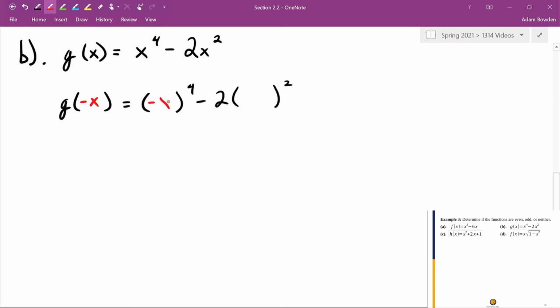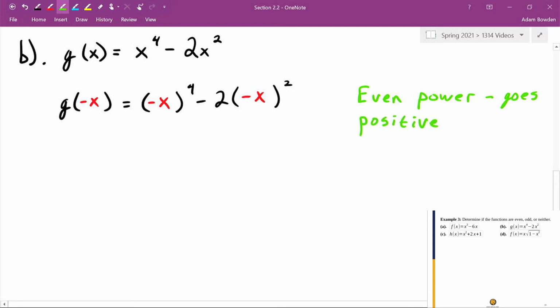So we're going to have negative x to the fourth minus 2 times negative x squared. Notice how all the powers here are even. If we have even powers, then the negatives that are being raised to the power are going to go positive. Or in other words, the negative x to the fourth will change back into positive x to the fourth. The negative 2 is still going to stay negative 2, but the negative x squared will change back into positive x squared.